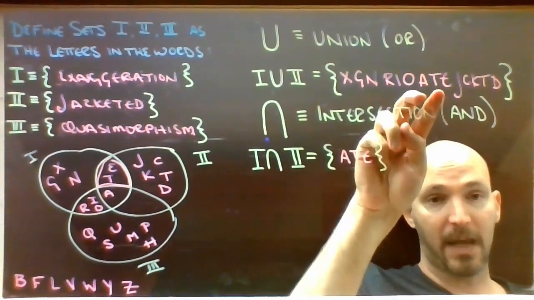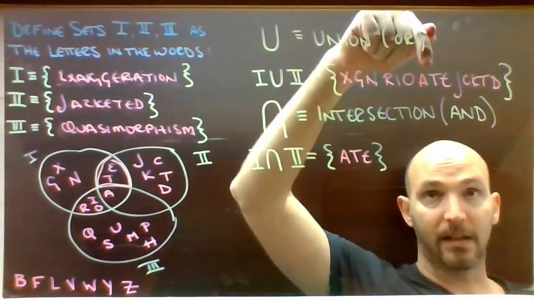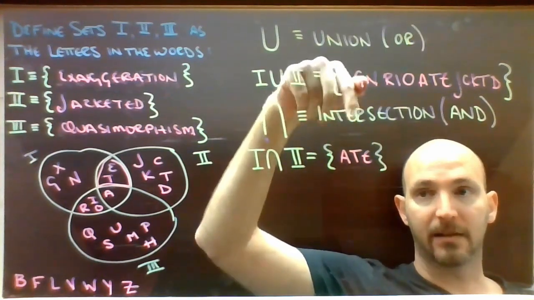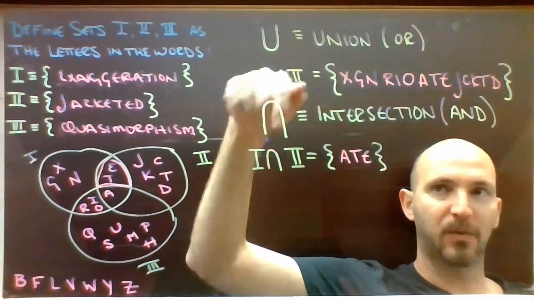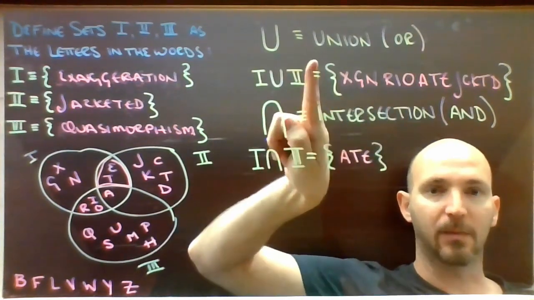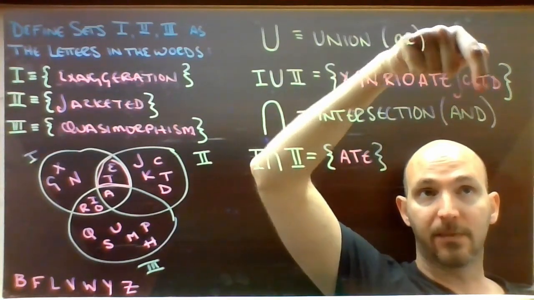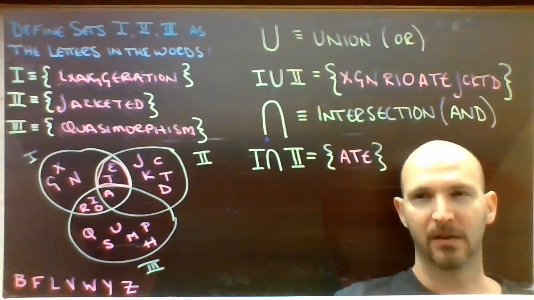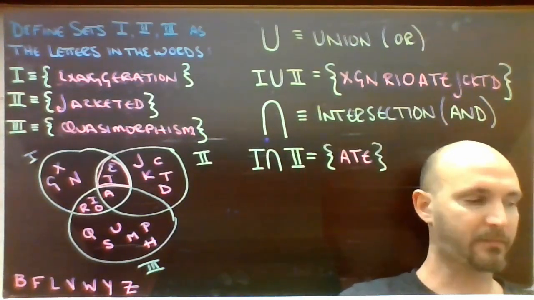Notice that they made it into both sets. These letters are in exaggeration or jacketed. They're also in exaggeration and jacketed. But by using this symbol, we cut out all of these ones because they failed to be in the word jacketed, and all of these ones because they failed to be in the word exaggeration. You see how this really limits your set, or shrinks it down.